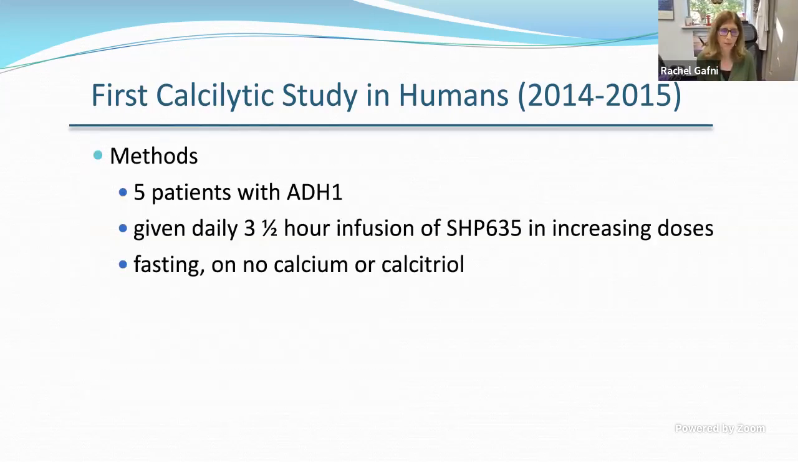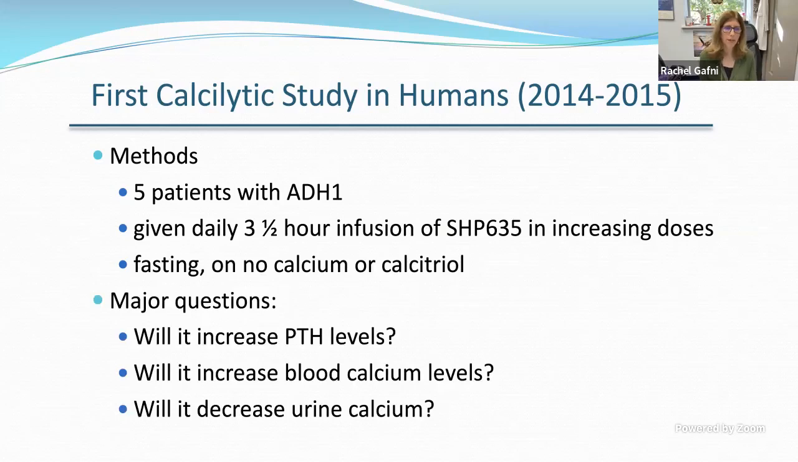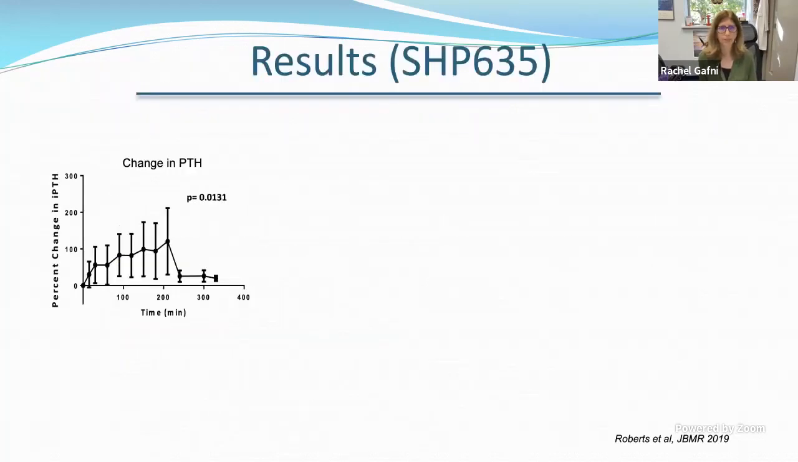So that led us to do the first calcilytic study in humans back in 2014, 2015. And we had 5 patients with ADH1 who were given daily 3.5-hour infusions of a calcilytic called SHP635. It was also called NSP795 in increasing doses. And they were not on any calcium or calcitriol. And our main questions were, will it increase the PTH levels? Will it increase the blood calcium levels? And will it decrease the urine calcium?